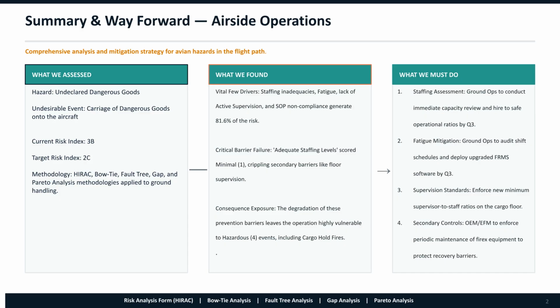In summary, our analysis identified staffing inadequacies and fatigue as vital drivers, accounting for over 81% of the risk. The critical failure is inadequate staffing, which must be resolved to mitigate the high vulnerability to hazardous events. Our actions include staffing assessment, deploying FRMS software, enforcing supervision standards, and maintaining recovery barriers by Q3.